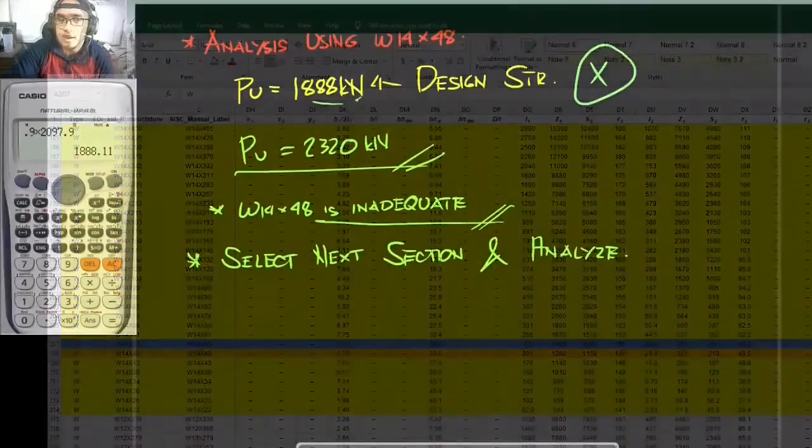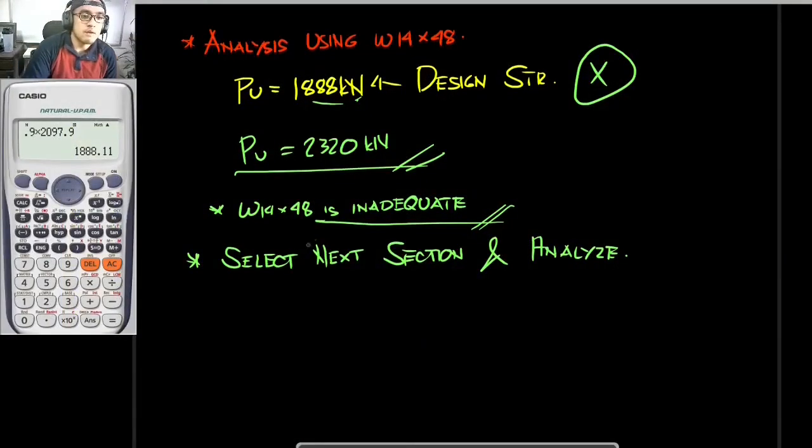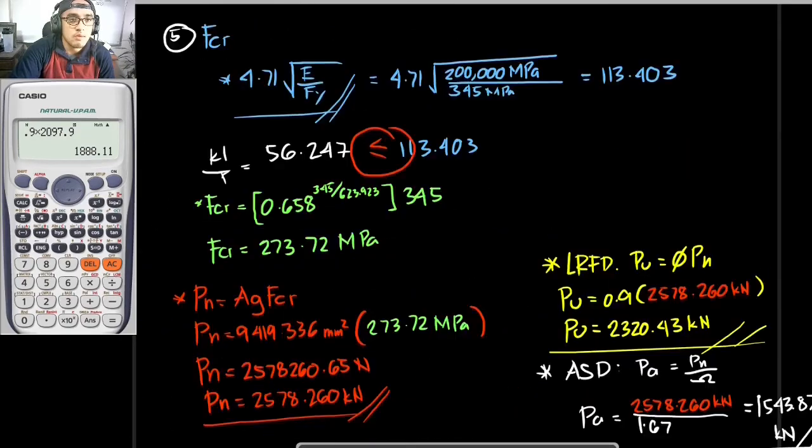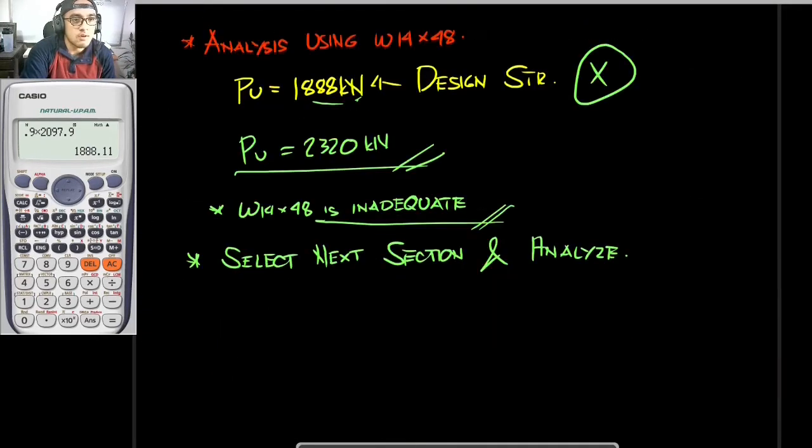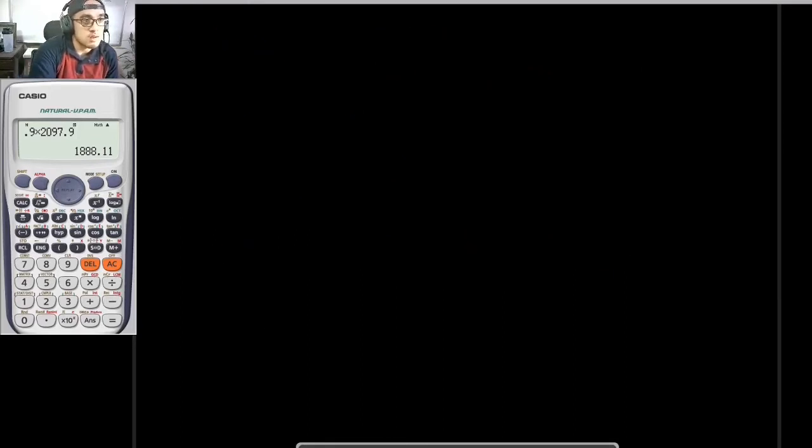Oops, di nyo pala nakita yung pinagsusulat ko. So, eto, if your section is to be inadequate, select the next section and analyze. Okay, so that is to be for method 1. And for method 2, kung naalala nyo man yung method 2 natin, mag-solve lang tayo ng R. So we would be solving for R. Then select trial section, then analyze. So ngayon solve natin yung R na yan. So next na naman tayo, method 2. So this is to be for method 2.